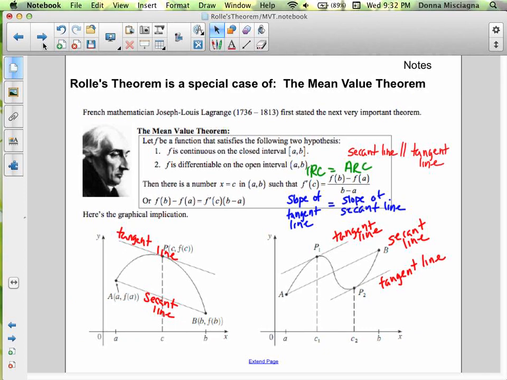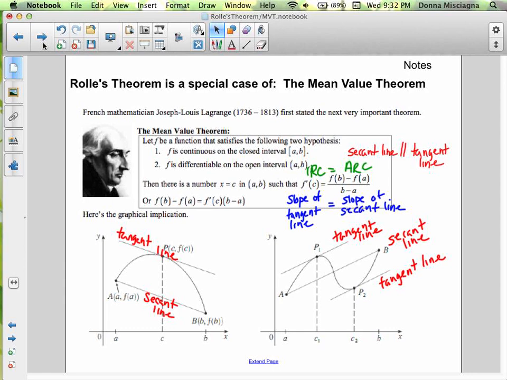Mean value theorem: let f be a function that satisfies the following 2 hypotheses. f is continuous on the closed interval, and f is differentiable on the open interval. Hey, that's what we just had for Rolle's theorem. Same two have to apply. This one only has two requirements, though.